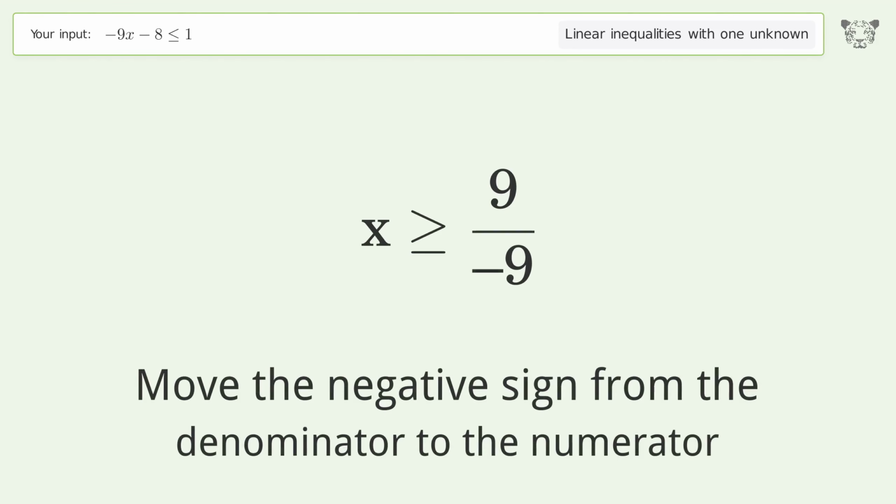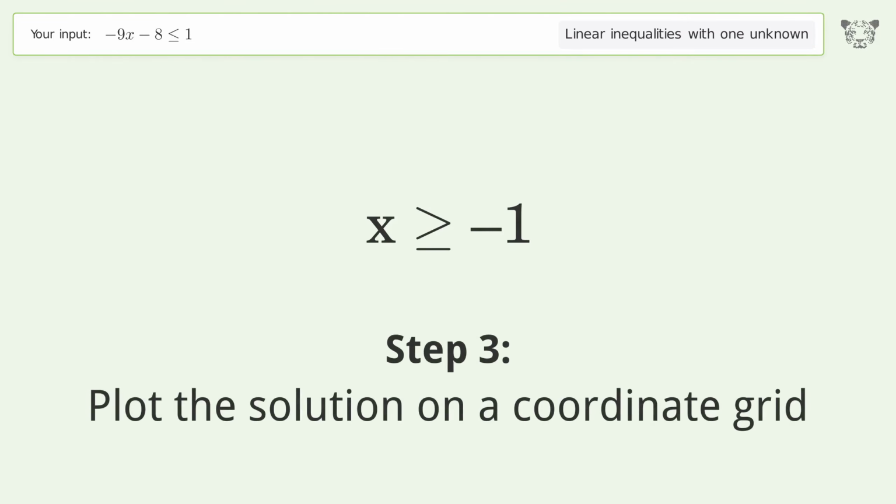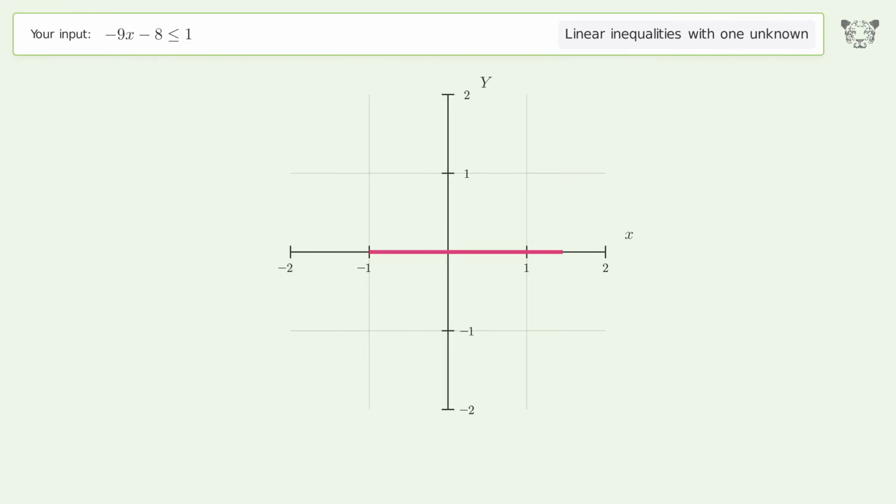Move the negative sign from the denominator to the numerator. Simplify the fraction. Plot the solution on a coordinate grid. And so the final result is x equal or greater than -1.